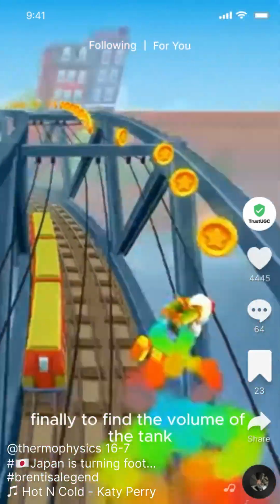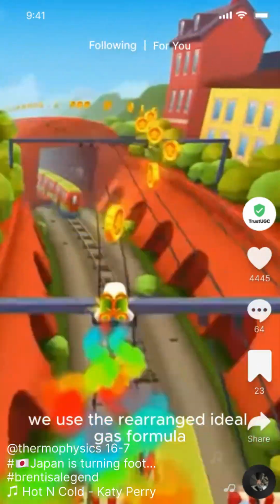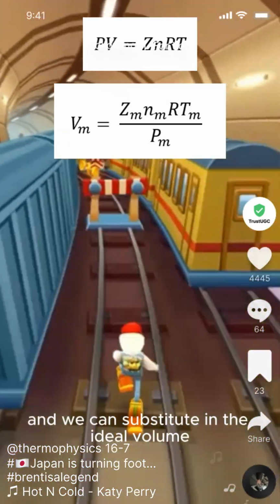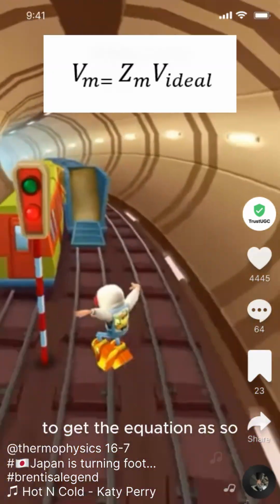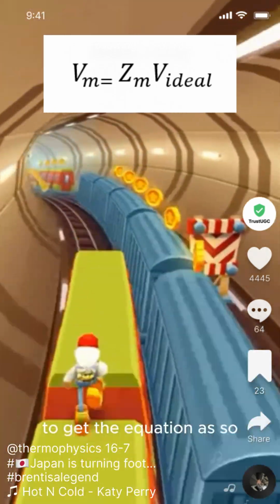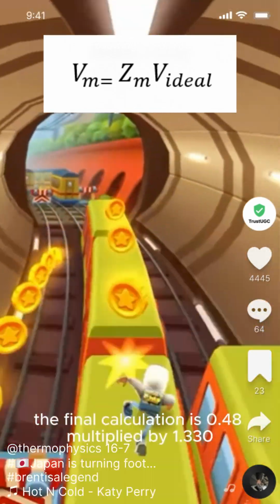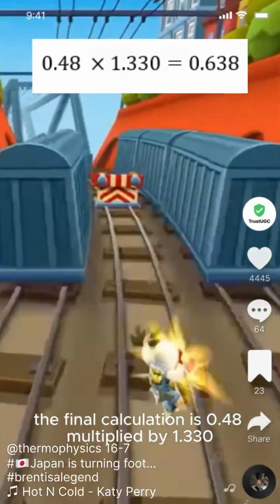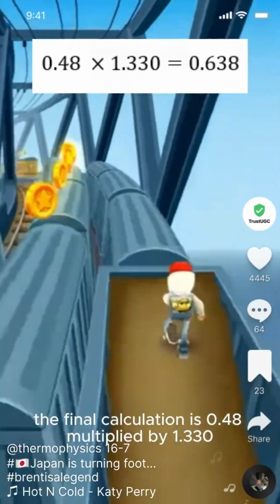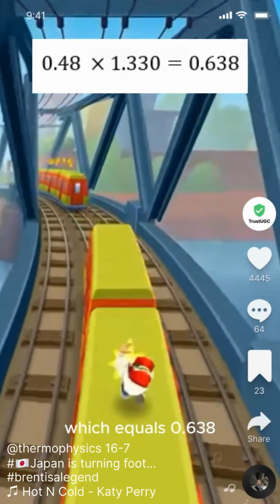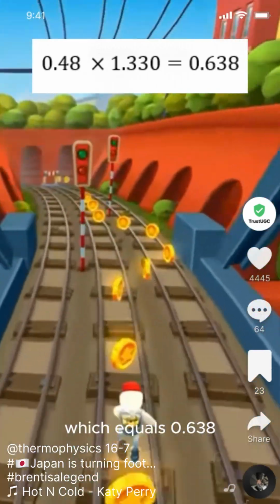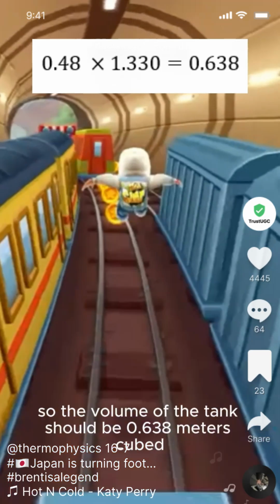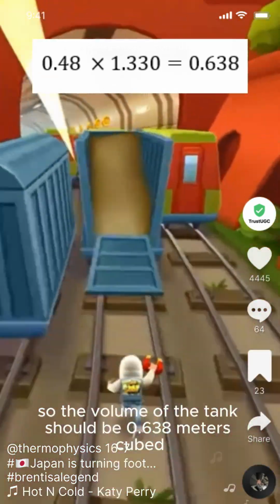Finally, to find the volume of the tank, we use the rearranged ideal gas formula, and we can substitute in the ideal volume to get the equation as. So the final calculation is 0.48 multiplied by 1.330, which equals 0.638. So the volume of the tank should be 0.638 meters cubed.